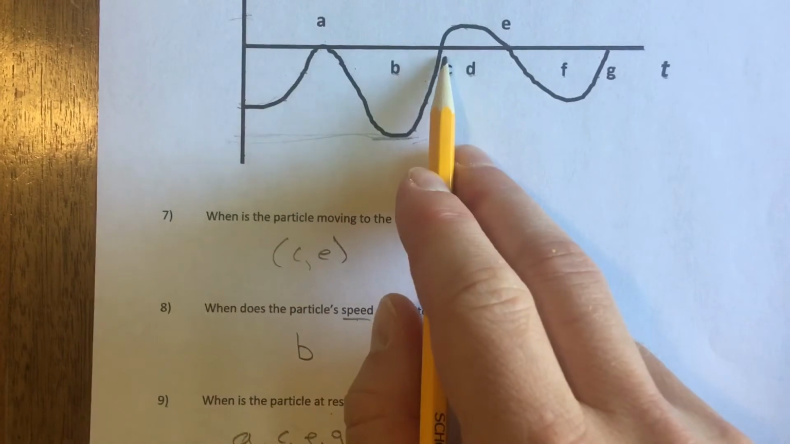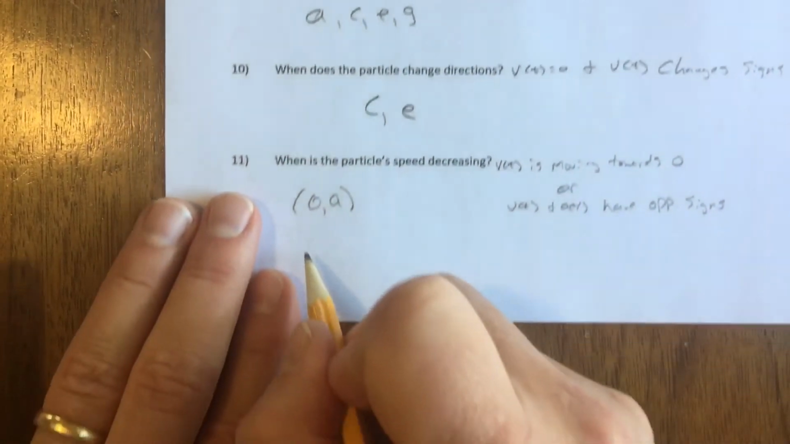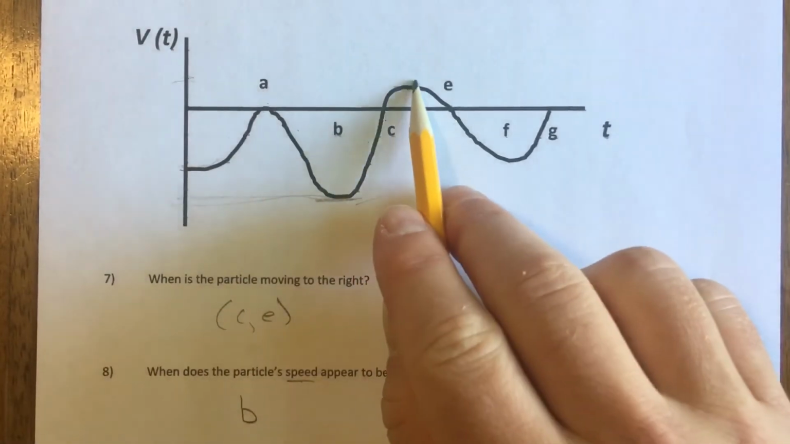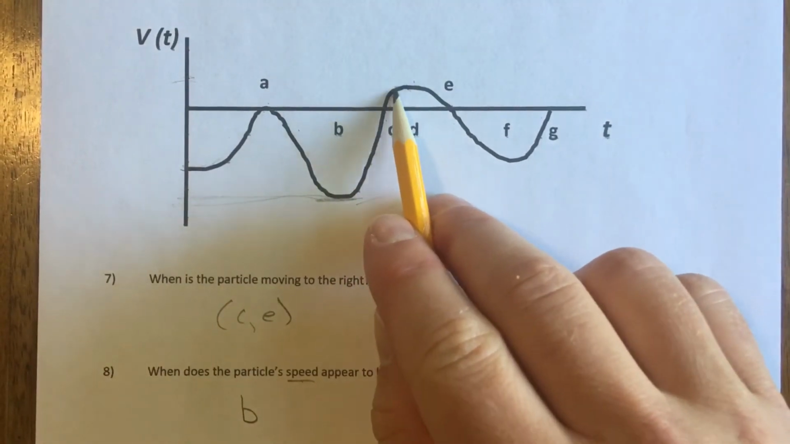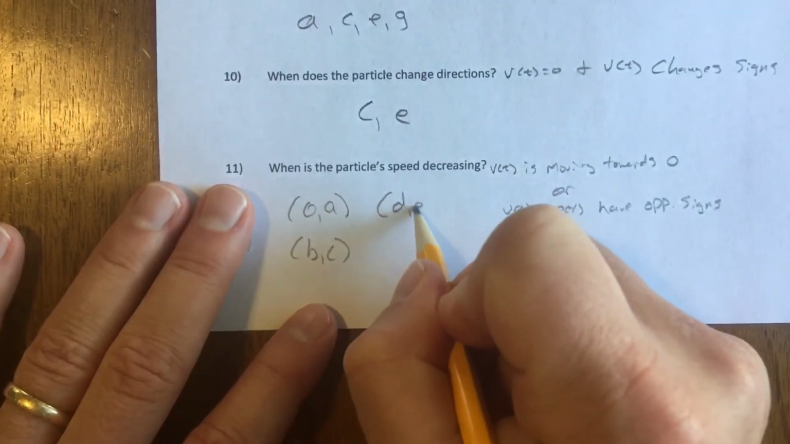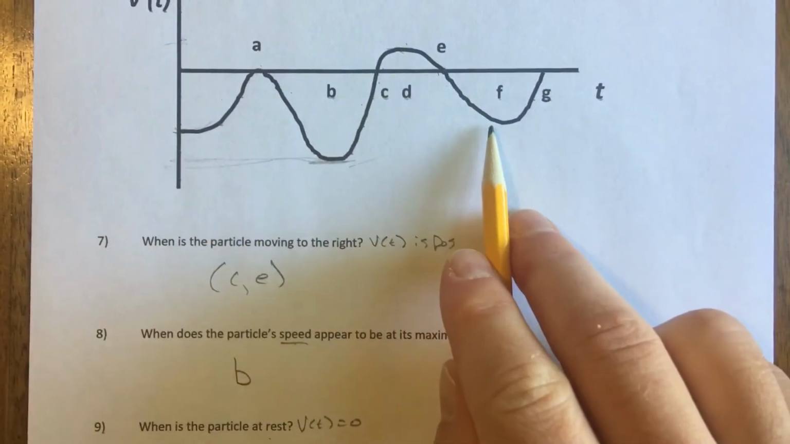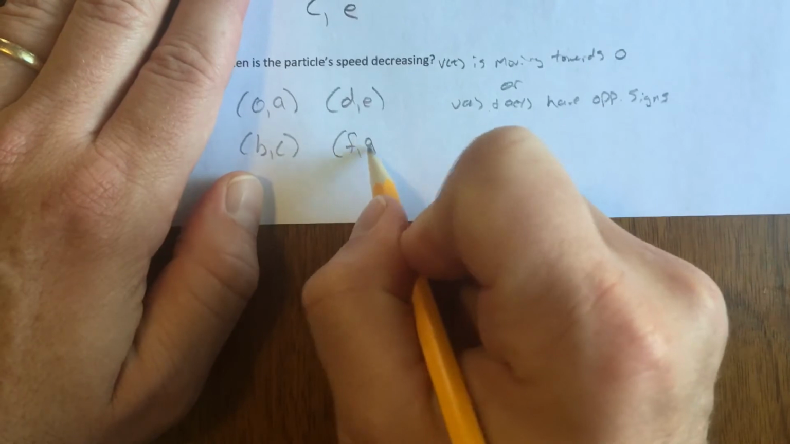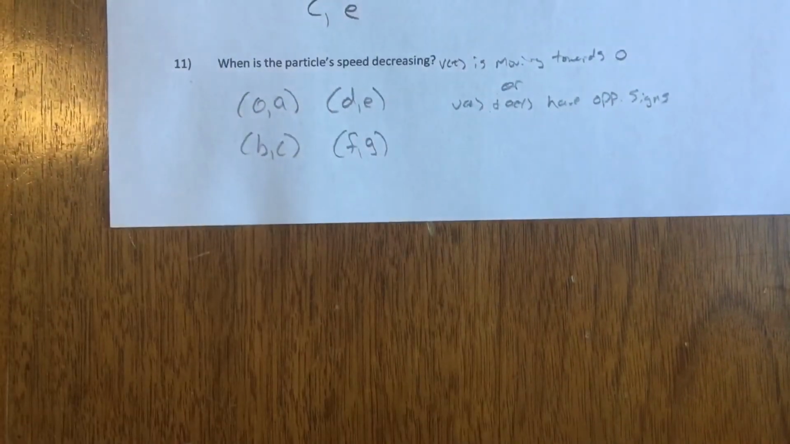But then B to C, I'm moving towards 0 again, so speed is decreasing. From C to D, I'm moving away from 0, so speed is increasing. But from D to E, we're moving back towards 0. E to F, moving away, speed is increasing. From F to G, moving towards 0, speed is decreasing. So these are the 4 places where our speed would be decreasing.